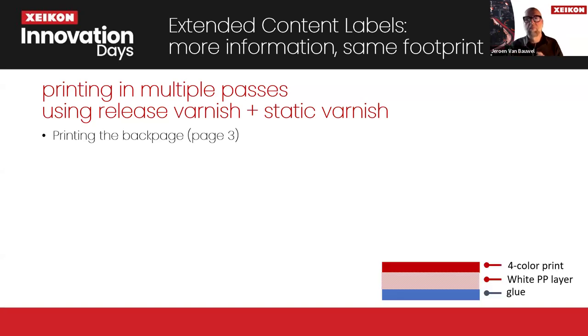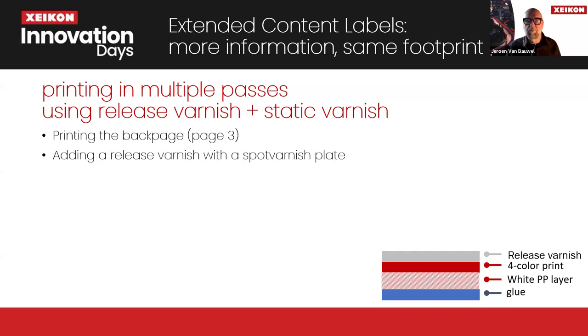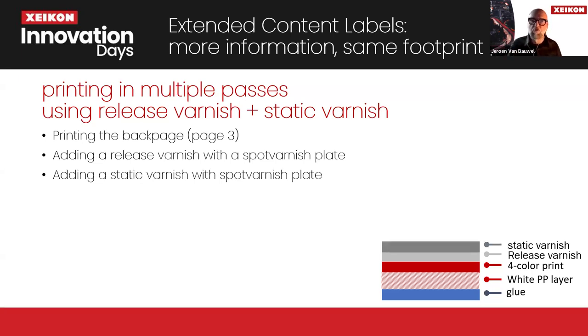We start again with printing the back page, which is page 3 of the label construction. And on top of the printed back page, as we did for the dry peel coupon, we add the release varnish using a spot varnish plate. And a spot varnish plate is important, remember, to create the hinge that holds the pages together after opening. And on top of that release varnish, we apply the static varnish with the same plate. And then we print the back layer containing the two varnishes.